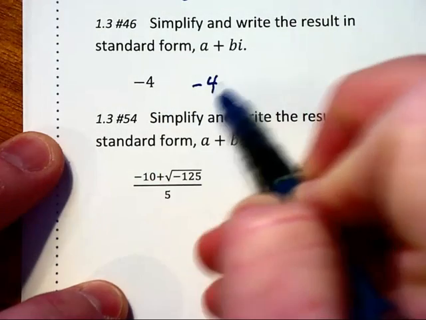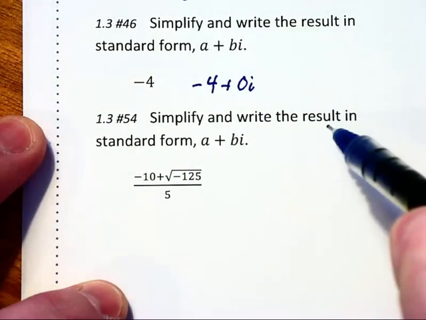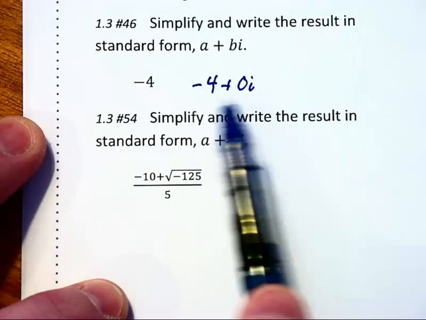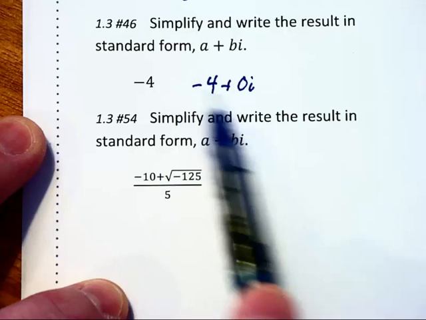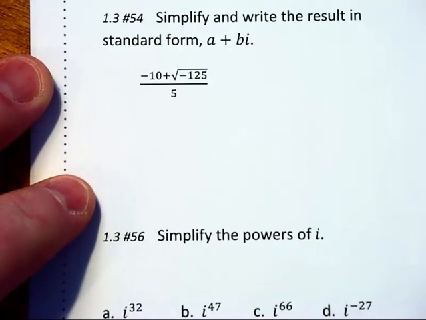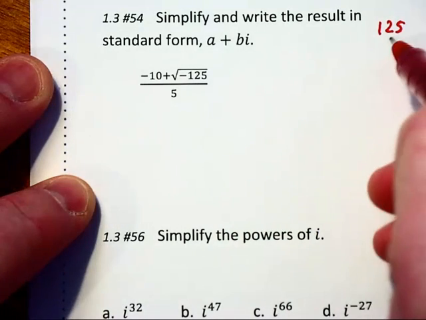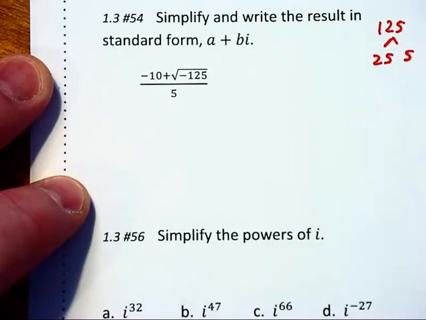as -4 plus 0i. Since the real numbers are a subset of the complex numbers, we can attach the imaginary number to the real number to create this complex number. In this next problem, which we want to simplify, we need to break down this 125. 125 is 25 times 5, and that will help us to reduce this radical.